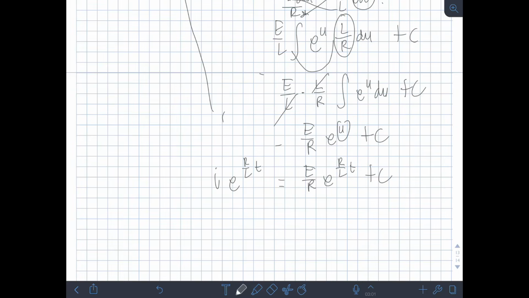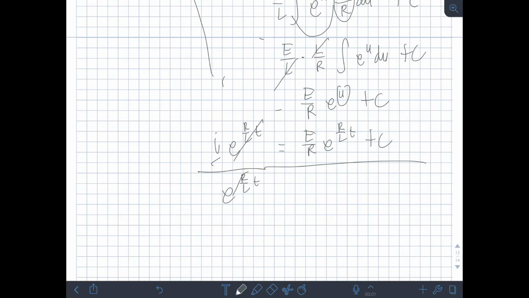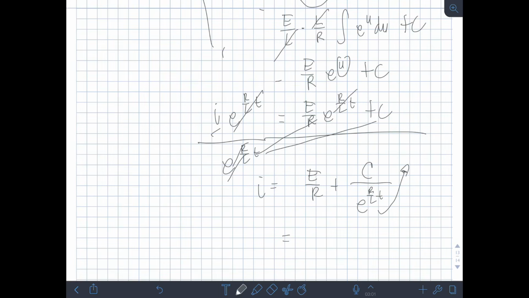Now we solve explicitly for I in terms of T. We divide both sides by E raised to R over L T, so that factor cancels. I is then equal to, distributing each term, E over R plus C over E raised to R over L T. Now we move the E raised to R over L T up by using a negative exponent. So we have E over R plus C E raised to negative R over L T.